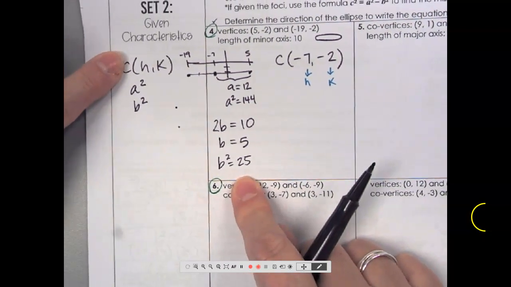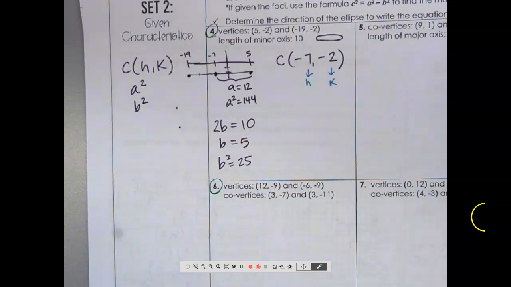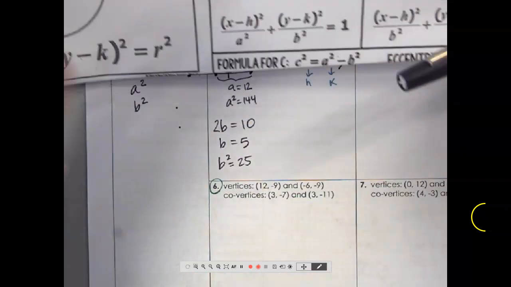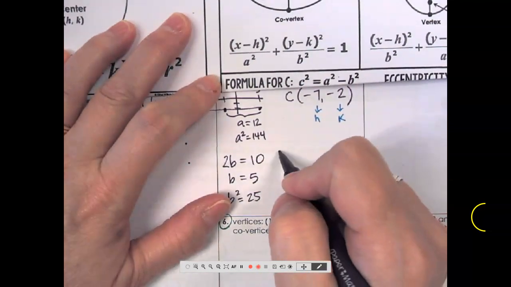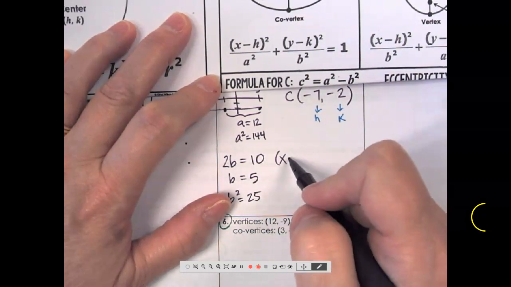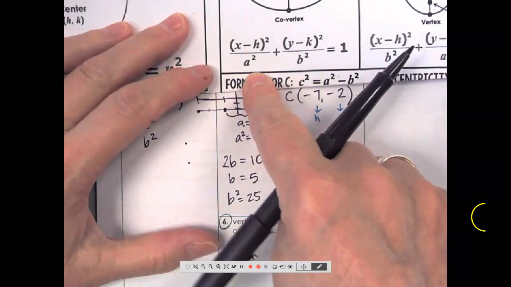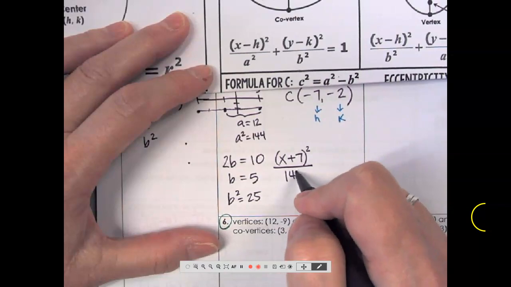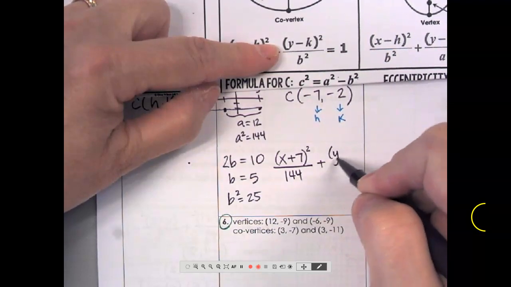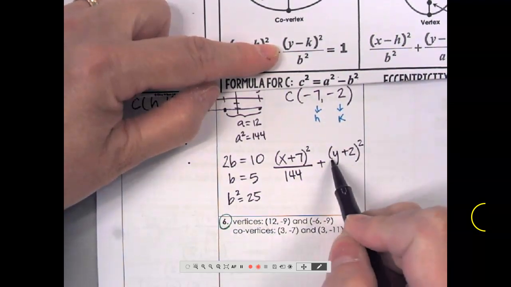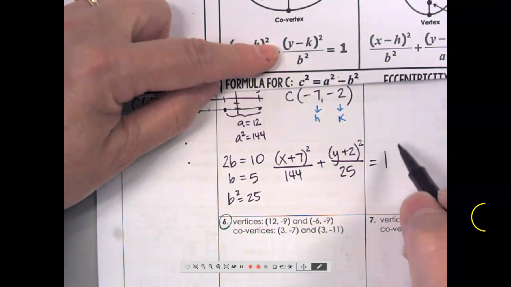Okay, so once you find those three things, center, a squared, b squared, then you can put them all into your formula. So this is a horizontal equation. Here's my formula. X minus -7 is plus 7 squared over a squared. A squared was 144. Plus y minus k. K is also negative, so that becomes plus 2 squared over b squared, which is 25, equals what?